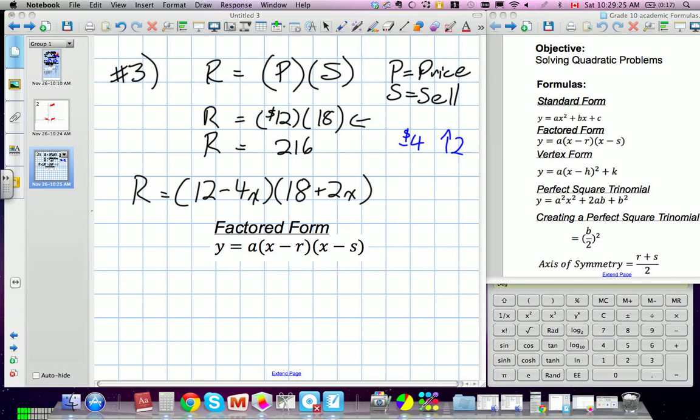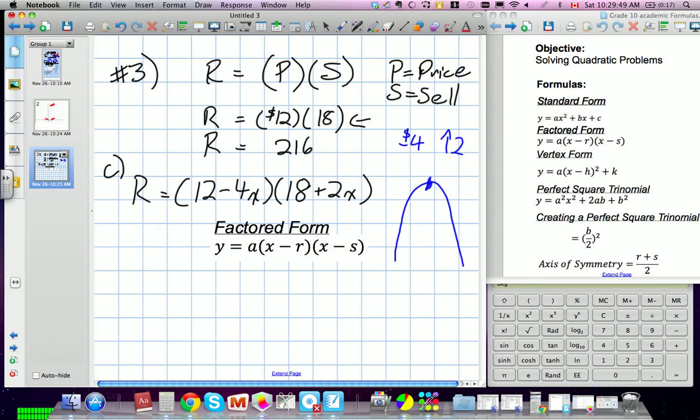All right, so when they talk about max revenue, what part of a parabola are they talking about? What do you mean max? Max. What's the max of a parabola? Oh, the highest point. Yeah, the vertex. They want us to find the vertex. Now with the information we have, we're in factored form. We need to get our R and our S, right? So that we can put into the axis of symmetry and find out our vertex.